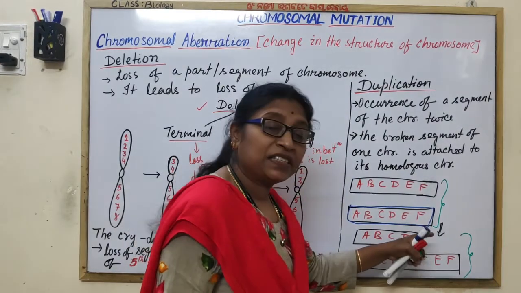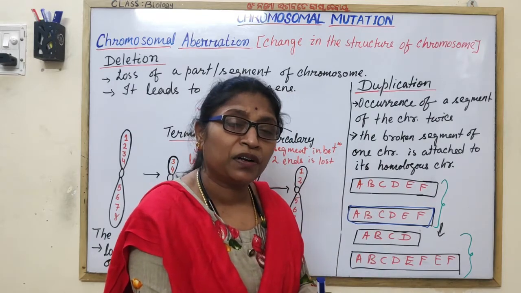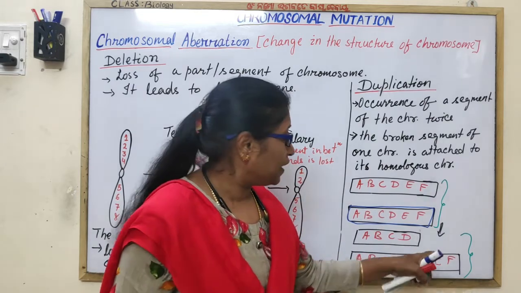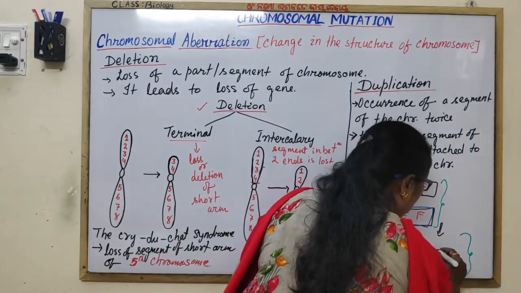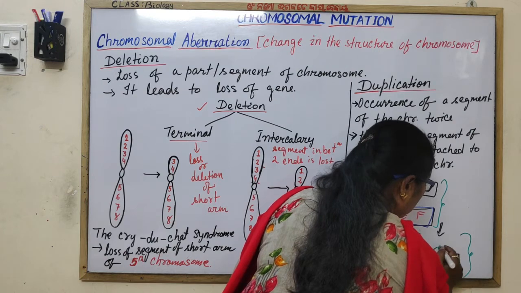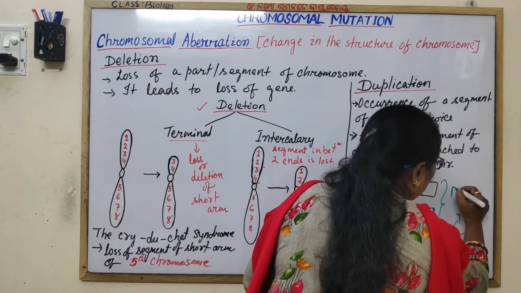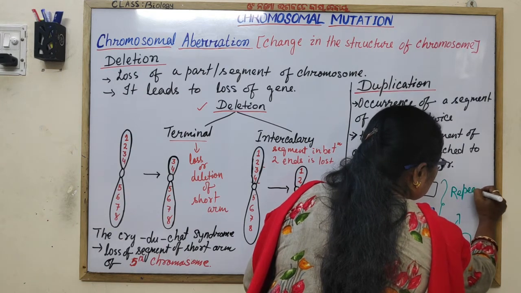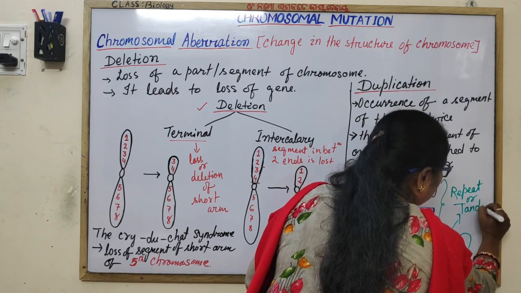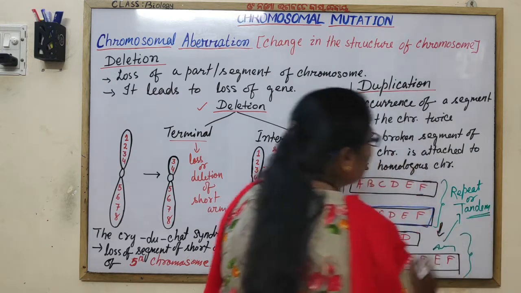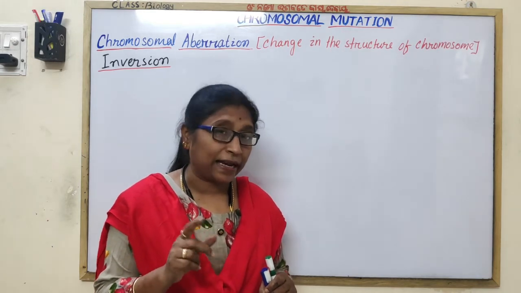The segment which is deleted from one arm, if it is attached to its homologous of the same arm, then it is called a repeat or tandem. Just remember this. Remember, the duplication is also known as addition.